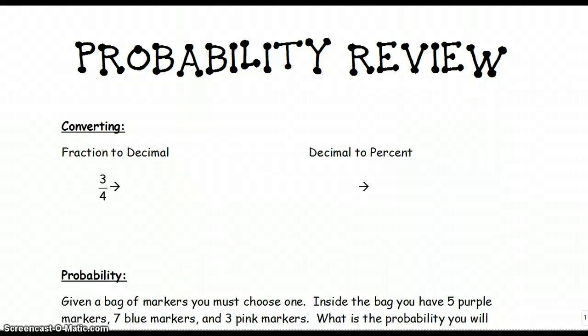Probability review. One thing we learned today in class was how to convert a fraction to a decimal. If you have your calculator, you just type the numerator divided by the denominator and it will give you a decimal. You have to round to the nearest hundredth, which is 2 decimal points. In this case, 3 divided by 4, 3/4 is 0.75.